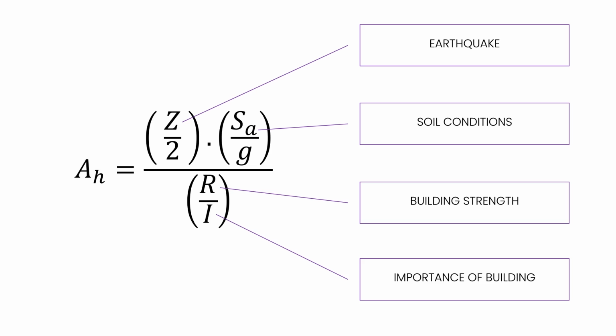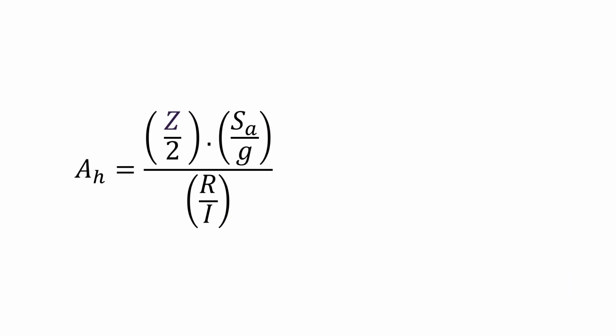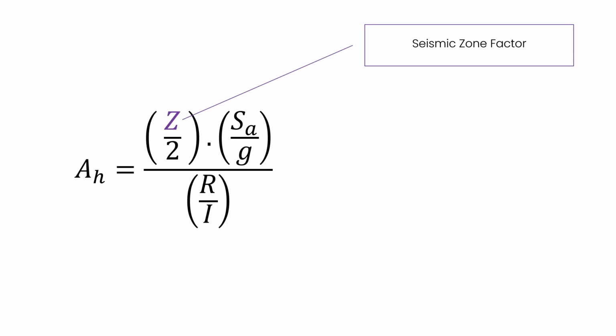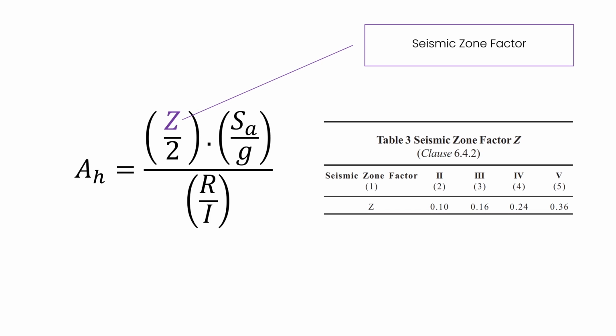Now let's see it from a technical point of view. So the first part of it is the Z, which is called the seismic zone factor. Now, as per IS 1893, the entire country of India has been divided into 4 parts or 4 zones rather. Zone 2, Zone 3, Zone 4 and Zone 5. And Z values with respect to each are given below. So for Zone 2, it is 0.1. For Zone 3, it is 0.16. For Zone 4, 0.24. And for Zone 5, it is 0.36.